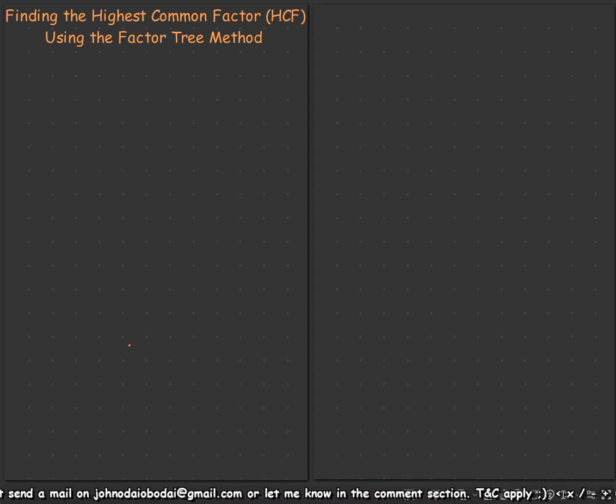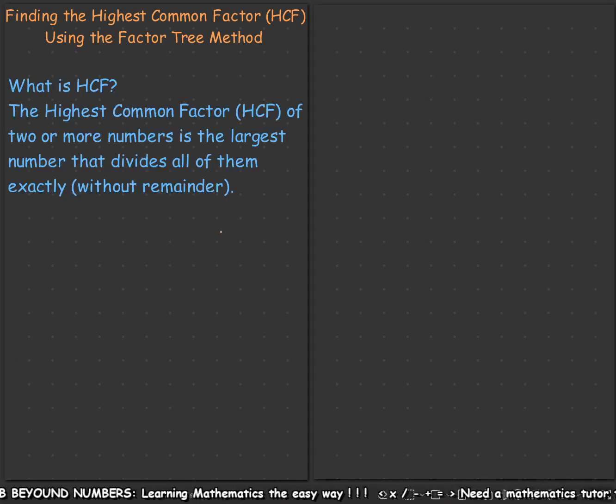In this lesson, we are looking at finding the highest common factor, that is HCF, using the factor tree method. So without much ado, let's quickly look into it. When we talk of highest common factor, what do we mean?